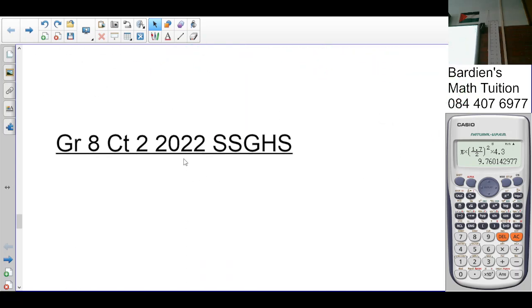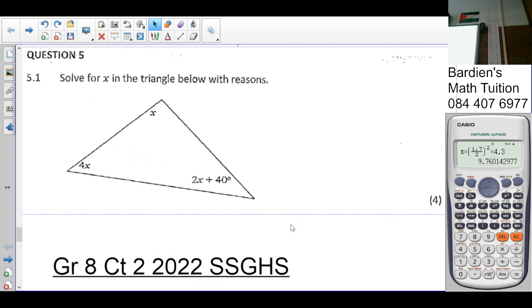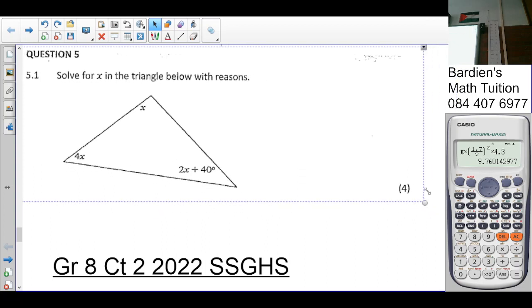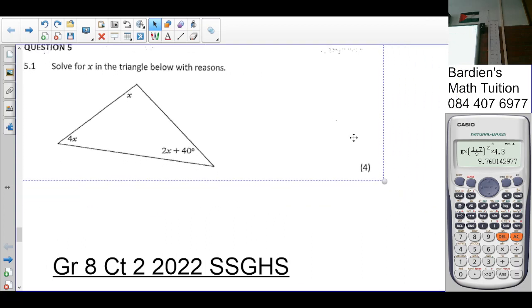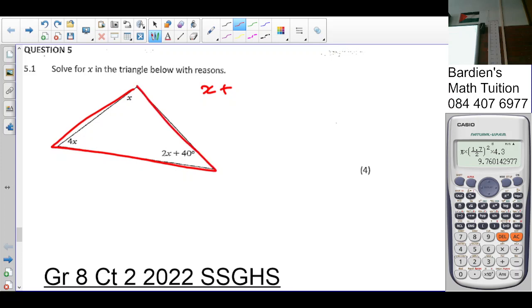Then question 5.1. It says solve for x in a triangle below with reason. Okay, so the first one is a triangle. So what can we say here? We're going to go with sum of angles in a triangle here, no? x plus 4x plus 2x plus 40. All three angles add up to 180. Why? The sum of angles in a triangle.